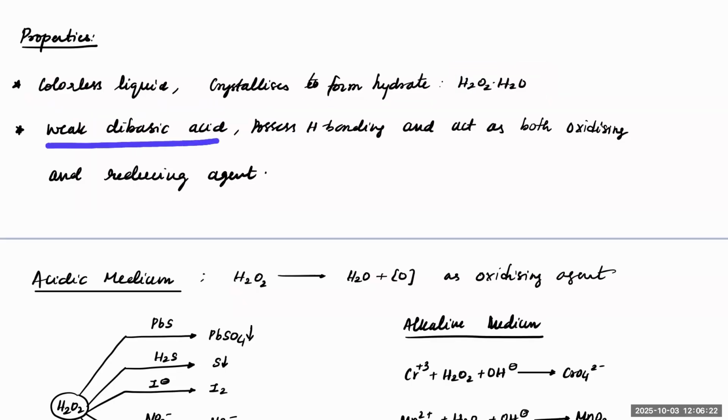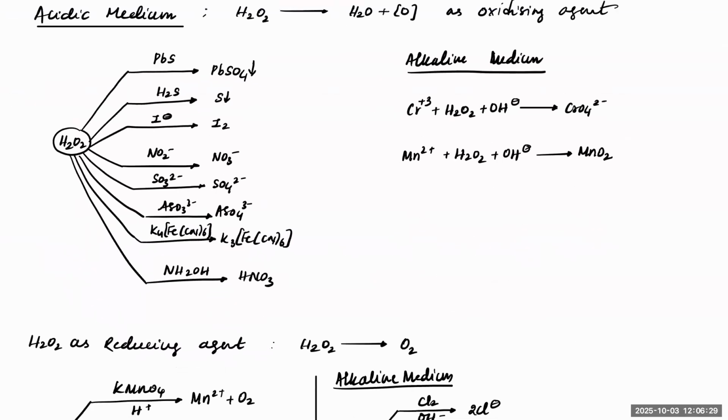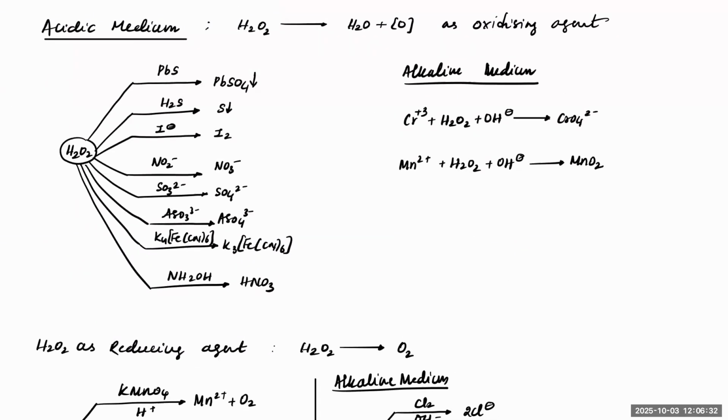It is a weak dibasic acid. It possesses hydrogen bonding and acts like both an oxidizing and a reducing agent. When it acts like an oxidizing agent, in acidic medium its strength is much more. What are the reactions it can make? PbS, H2S, I minus, NO2 minus, SO3 2 minus, iron in the +2 oxidation state, NH2OH. All of them are respectively getting oxidized, while the other product is H2O. That means the reduced part is H2O.